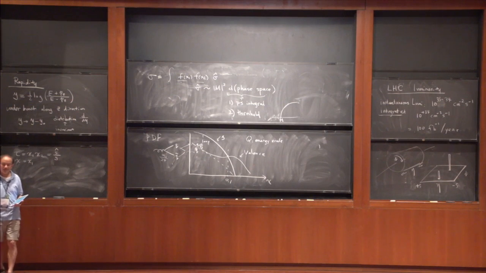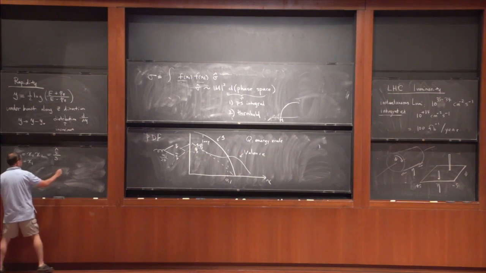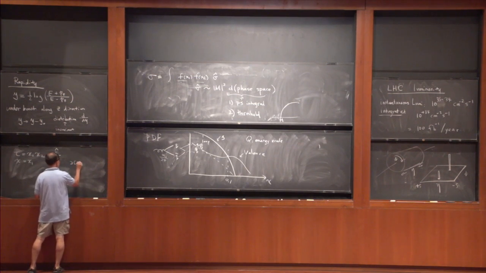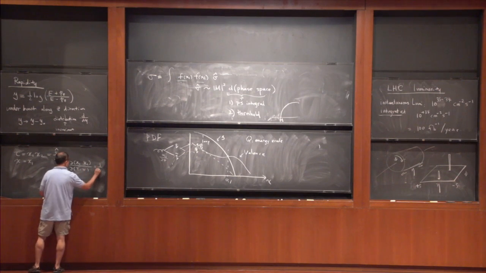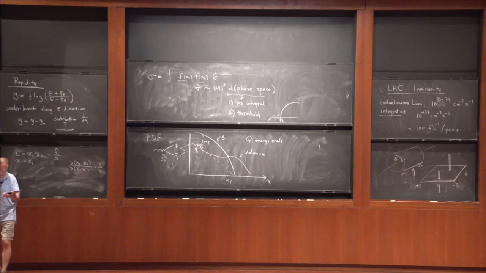Okay, let's do that change of variable with that formula. And there is a Jacobian, which is 1 over x. Then you can plug in this new variable. The cross section is this.